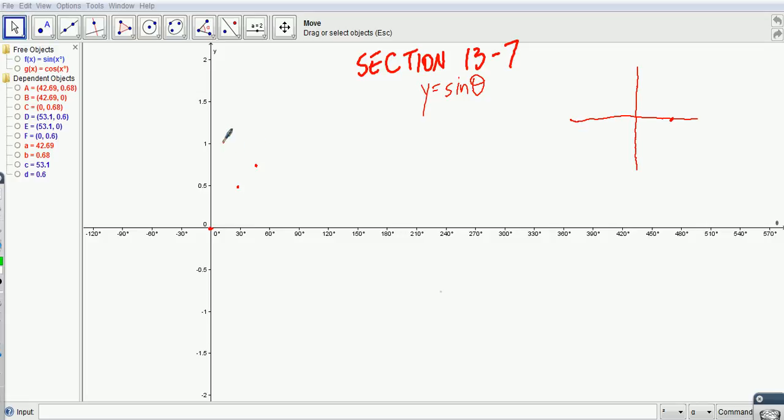So you see where the 1 is, don't you? So at 60 degrees, it's 0.86. I would say about round in here. That's pretty close, isn't it? All right. Do you see what we're doing?